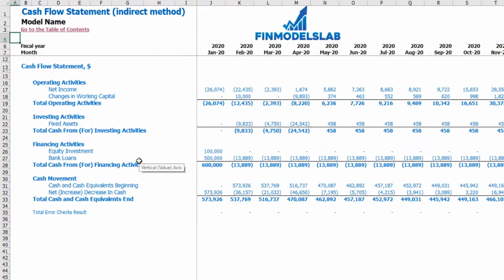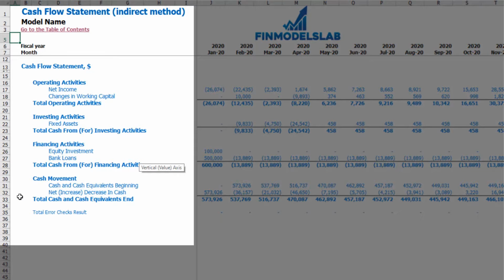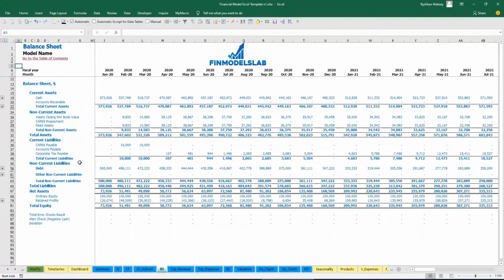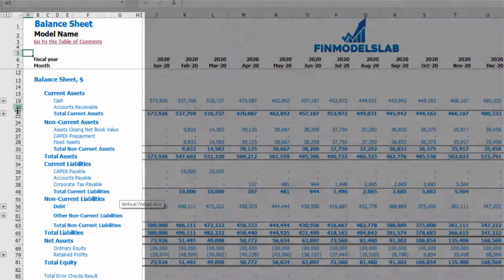On the cash flow indirect you may find a more collapsed view of the cash flow statement, also broken down by operating activities, investment activities, and financing activities. And as a total you may see the net increase in cash or cash movement. On the balance sheet you may find current assets, non-current assets, current liabilities, long-term or non-current liabilities, and your equity.